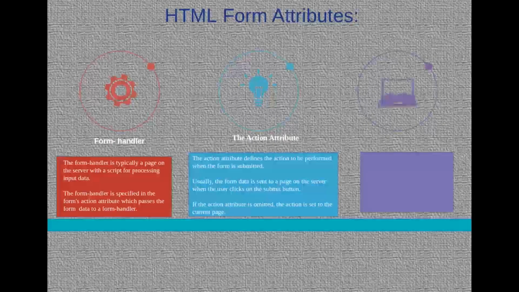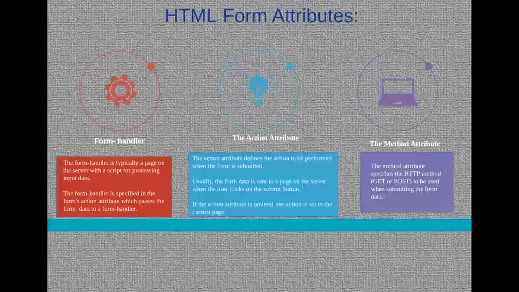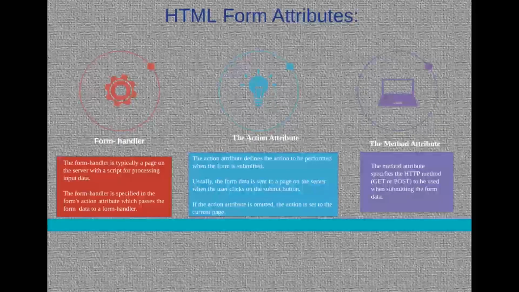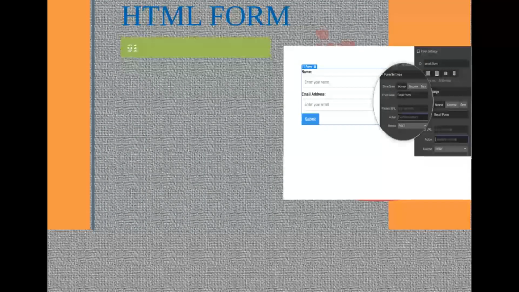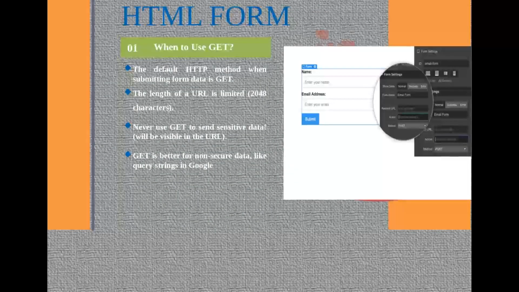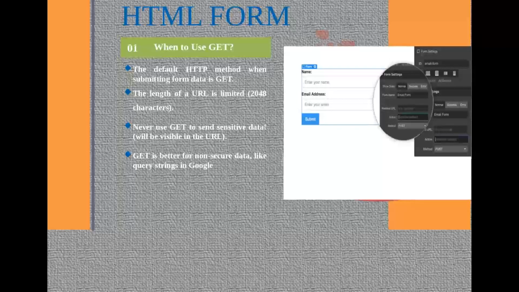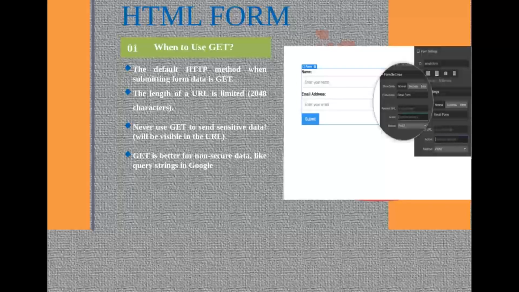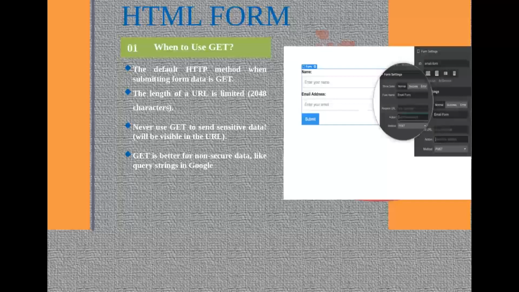Now we'll come to the method attribute. The method attribute specifies the HTTP method, that is get or post, to be used when submitting the form data. Now, in the HTML form, when do you use the get method? The default HTTP method when submitting form data is get, and the length of the URL is limited to 2048 characters. Never use get to send sensitive data, which will be visible in the URL, and get is better for non-secure data like query strings in Google.